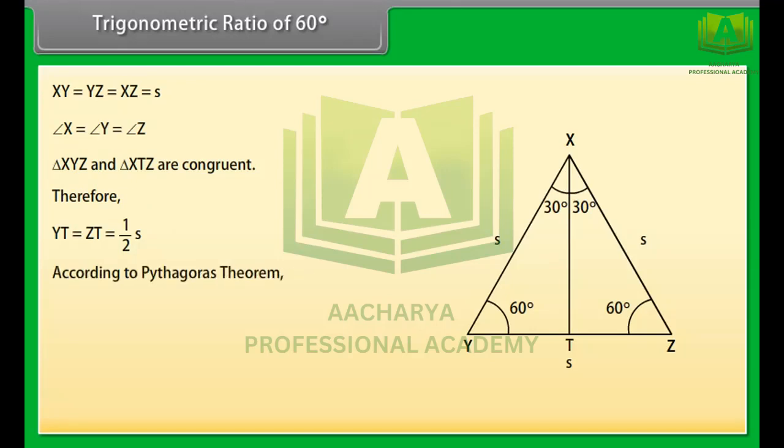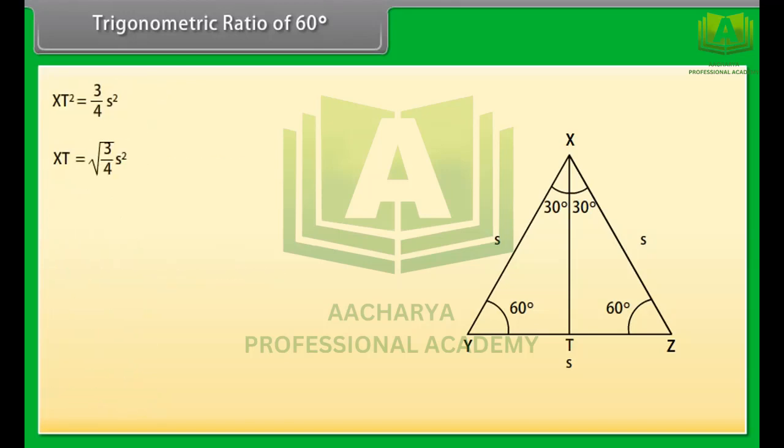According to Pythagoras' theorem, XT square plus YT square is equal to XY square. By substituting the values, we get XT square plus 1 upon 2 S whole square is equal to S square. By calculating it, we get XT is equal to square root of 3 upon 4 S square, which is square root 3 upon 2 S. Sin 60 degrees is equal to XT upon XY, which equals square root 3 upon 2 S upon S equals square root 3 upon 2.